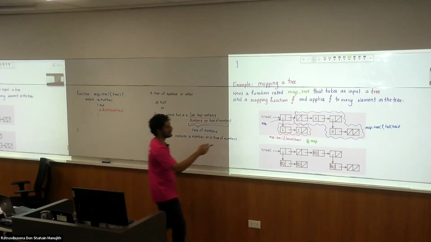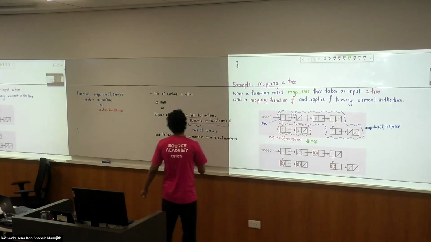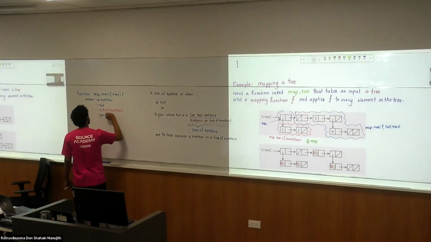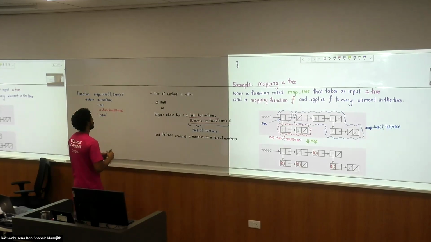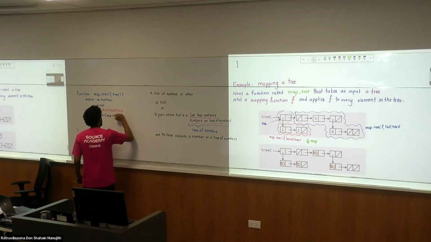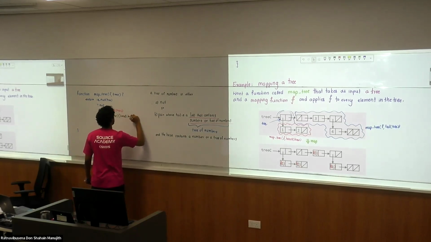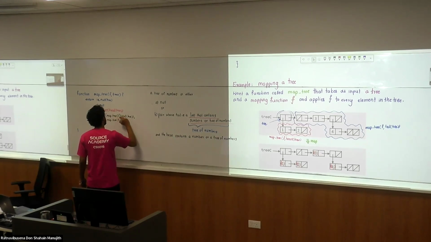I need to create this pair. I map the head and put it into the head. I map the tail and put it into the tail. So I need to return a pair. What's the head of the pair? Map tree f head tree. And what's the tail? Map tree f tail of tree.